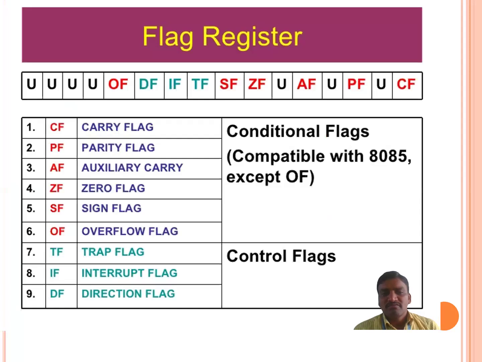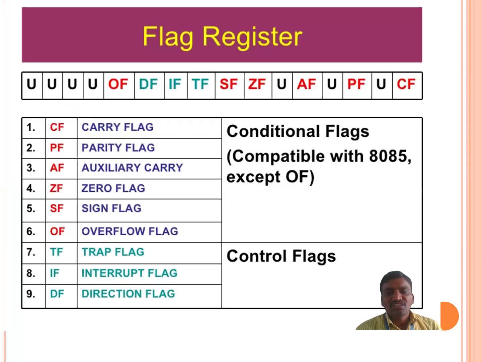So what is meant by the interrupt flag? When this bit is set to 1, only then will the processor accept whatever interrupts it gets. There are 256 interrupts. The processor will accept those interrupts only if the interrupt flag bit in the flag register is set to 1. Otherwise, it will ignore all the interrupts that occur while you are performing the operation. So that is about the interrupt flag.